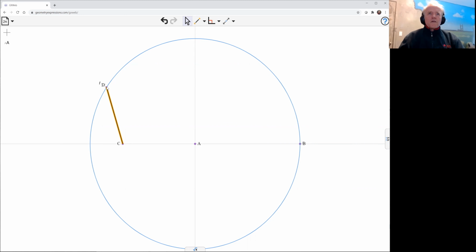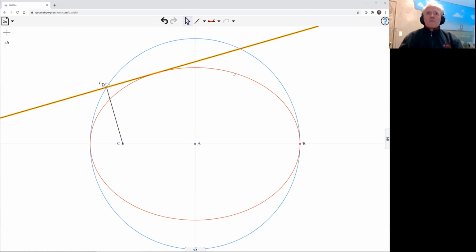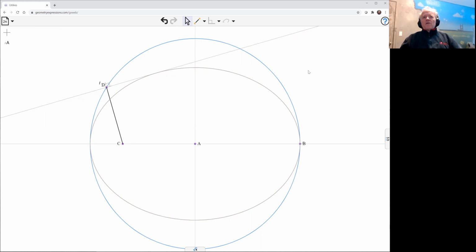The ellipse is the envelope of the perpendiculars to D here. So let me just do that. And there's my envelope. Let me just turn that grey so it's not quite so in our face. Now, I don't want to turn that one grey. Let's get that back to black again.